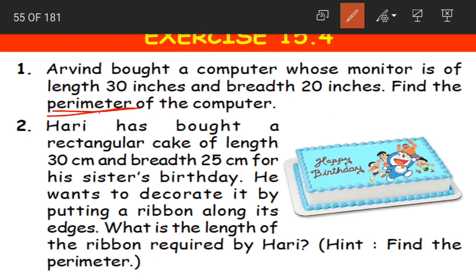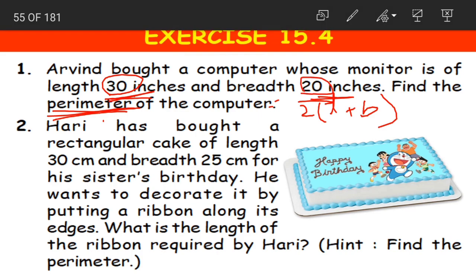It is a very simple question. They are asking us to find the perimeter. By looking at the measurements, we can say that it is a rectangle. So the perimeter of rectangle is 2 into (L plus B). Length is 30, breadth is 20. When we write those values in the formula, we'll get our answer.